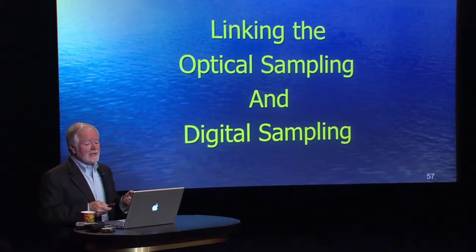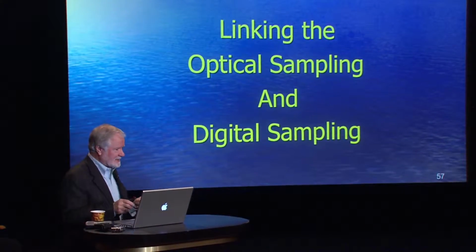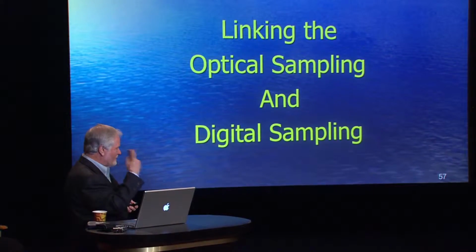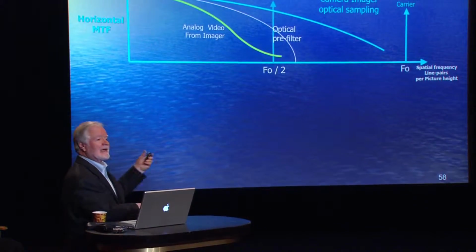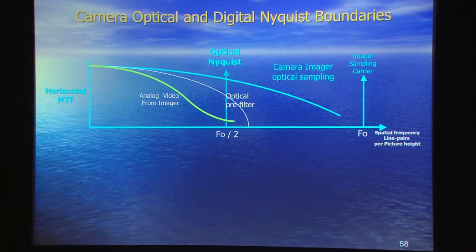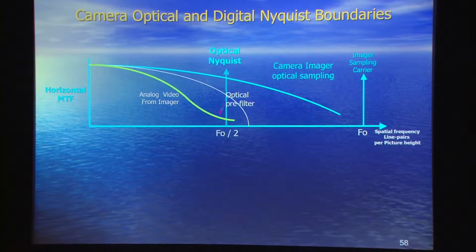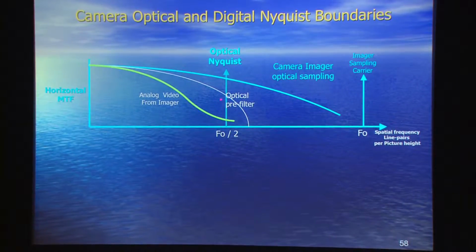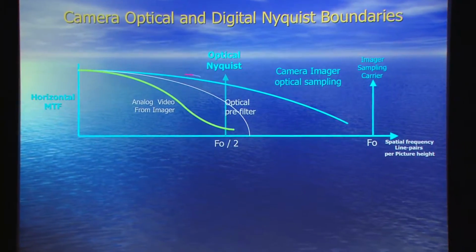Now, linking optical sampling and digital sampling. I'm doing this as simply as I can. It's a little techy, but maybe it'll get a point across. We're in the camera. We're in the sensor. The sensor's looking at the image from the lens. It's sampling it. So it's got a sample frequency and it's got a Nyquist, an optical Nyquist. And this is what's good, this is what's bad. This is what the sensor's response is.